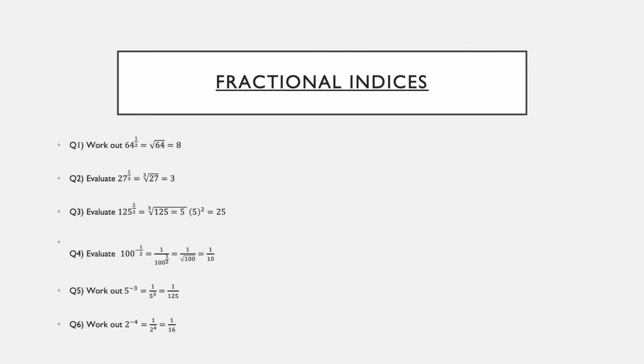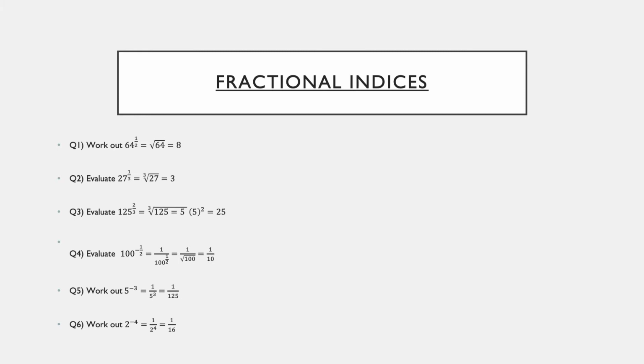Right, guys, question 4. Evaluate 100 to the power of minus a half, which is 1 over 100 to the power of a half. The minus means 1 over that, which equals 1 over the square root of 100, which is equal to 1 over 10. Question number 5 is 5 to the minus 3, which is 1 over 5 cubed, which is 1 over 125. Question 6, guys, 2 to the minus 4 is equal to 1 over 2 to the power of 4, which is equal to 1 over 16.